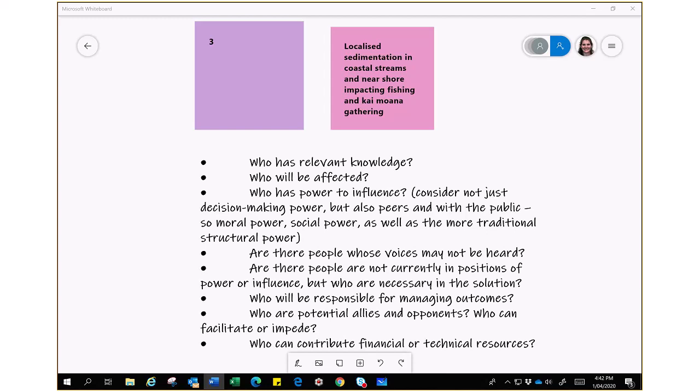Thinking about who will be responsible for managing outcomes. So is it policy? Is it through direct intervention or advice? So do you need industries or regional councils or other types of agencies? Thinking about, certainly for more contentious projects, who are potential allies and opponents? Who can facilitate or impede the project? And do you need to get them involved? And finally, who can contribute financial or technical resources?